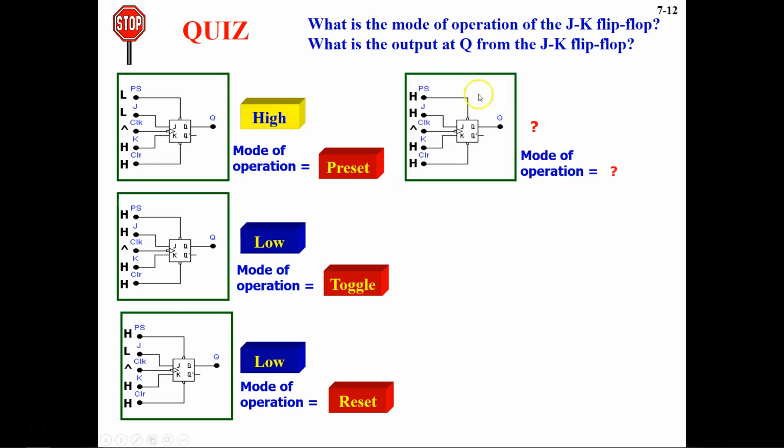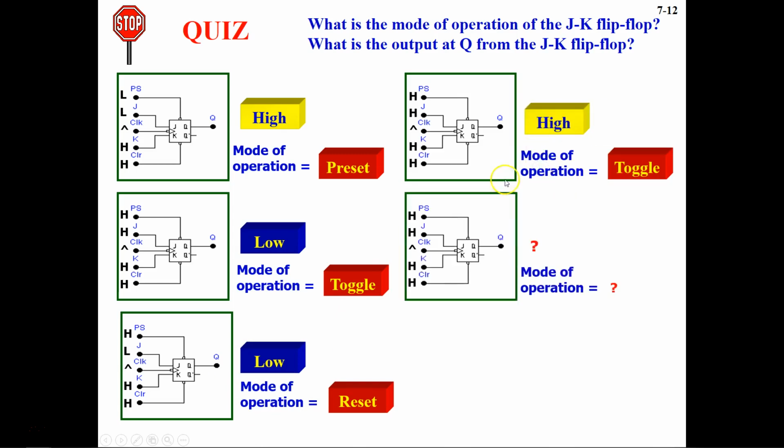And now let's see next. When your preset and clear are both high, and J is high and K is high, then what will happen? This is a toggle state. When both are high, this is a toggle state. If you consider the previous state, previously you had low, and if you toggle again, then this low is going to go high. So that's why you have high here.